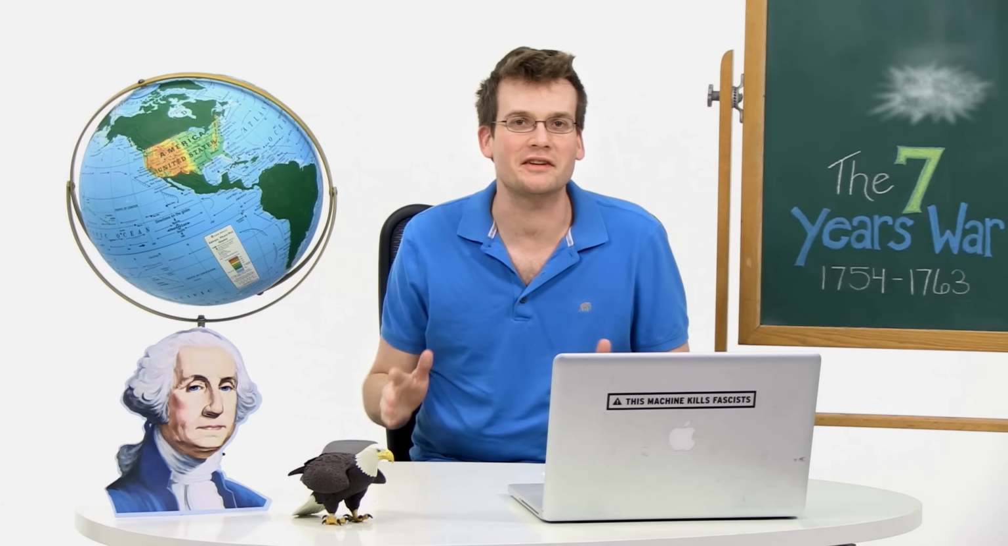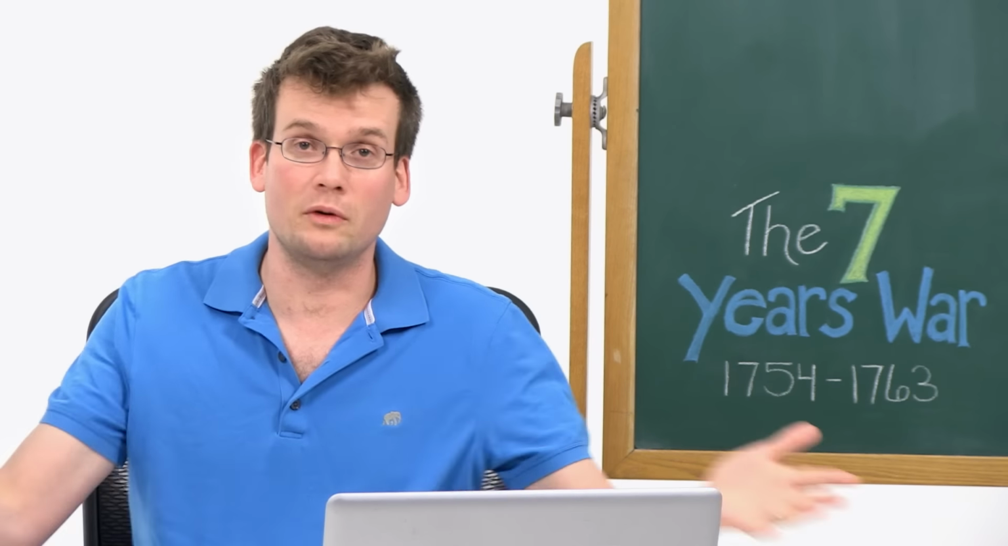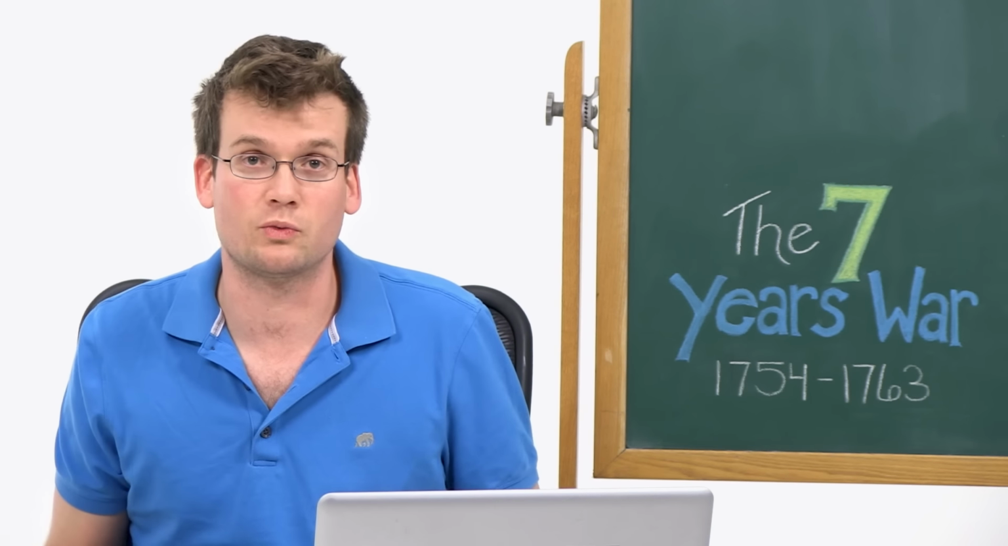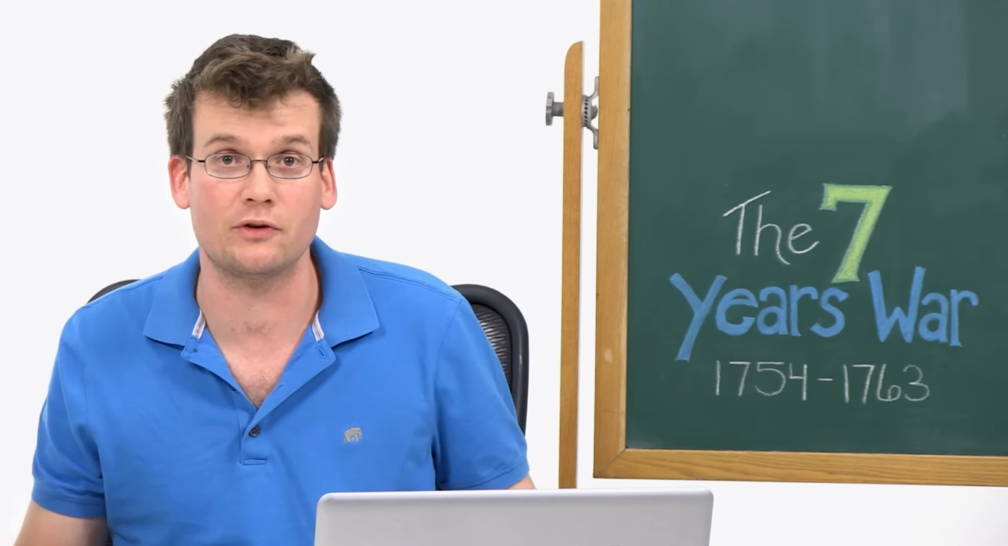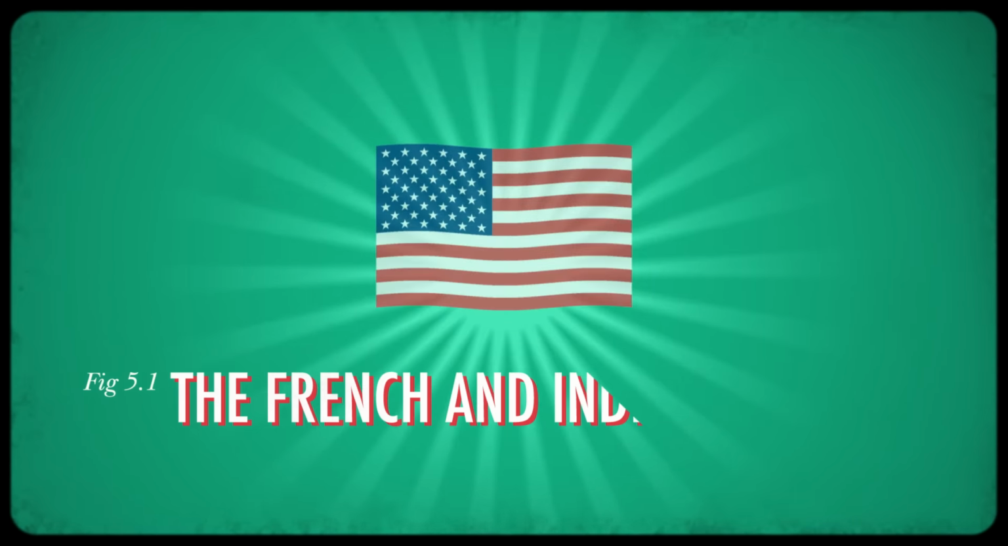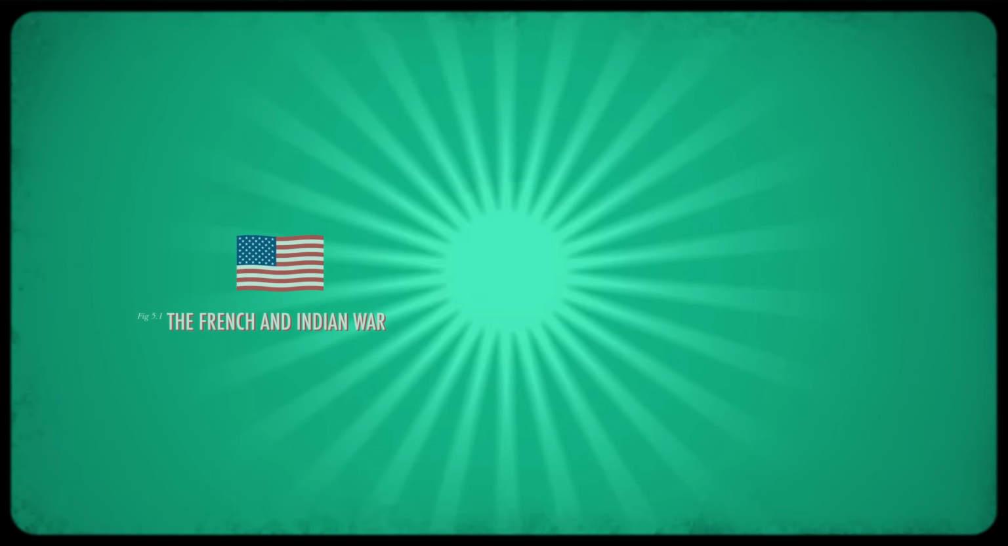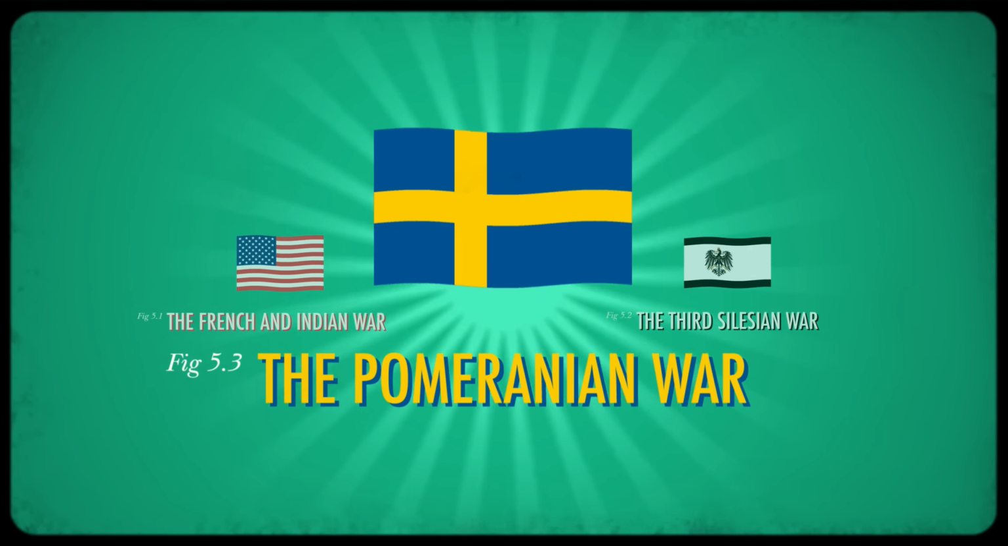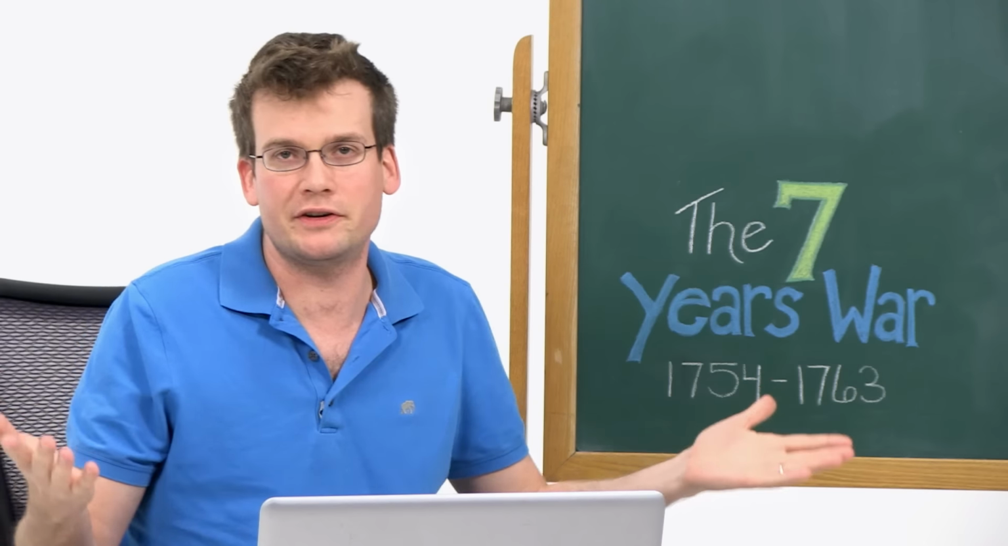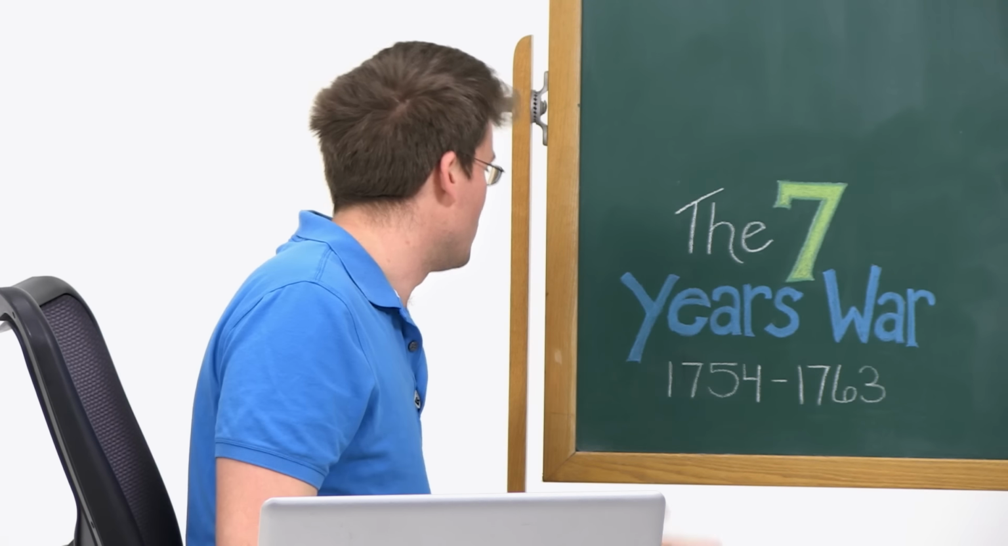Today we're going to discuss the events that led to the American Revolution. So we'll begin with the 7 Years' War, which as Crash Course world history fans will remember Winston Churchill referred to as the First World War. The Americans called it the French and Indian War, the Prussians called it the Third Silesian War, Swedes called it the Pomeranian War. For today, we're just going to call it the 7 Years' War on account of how it lasted for 9 years.